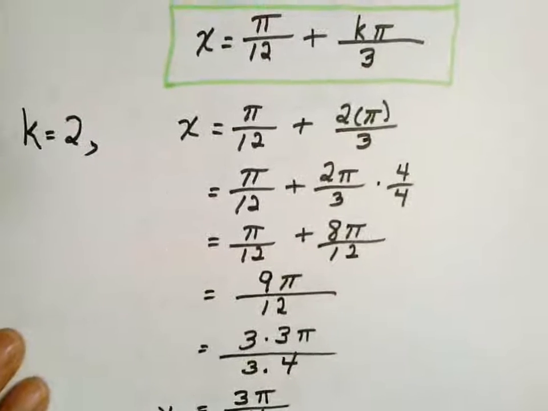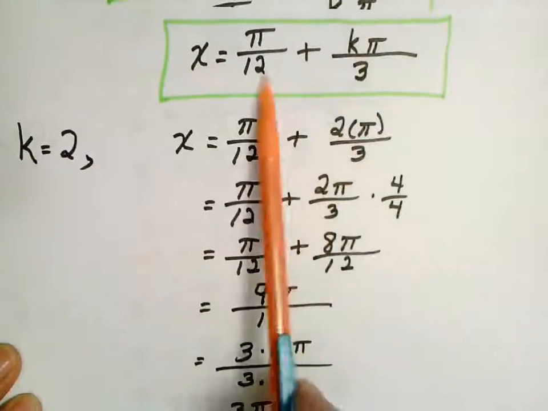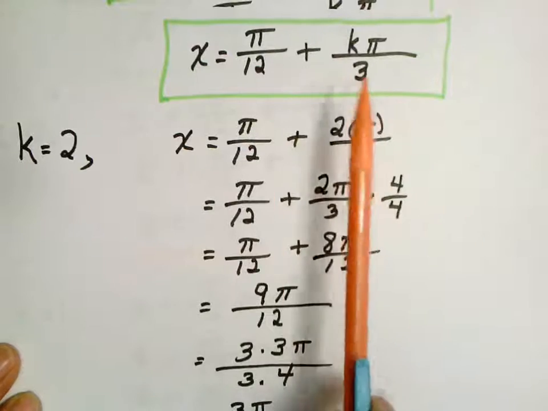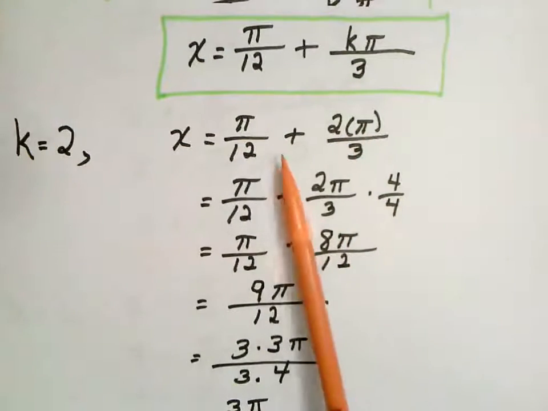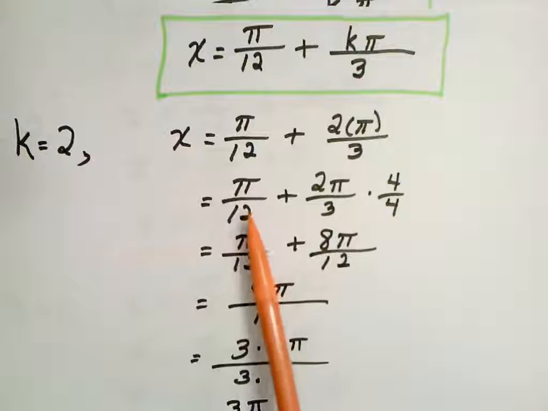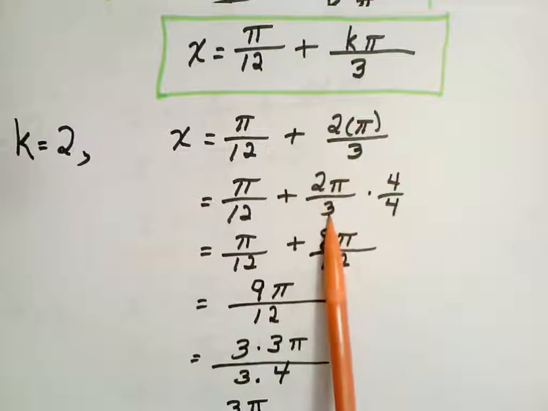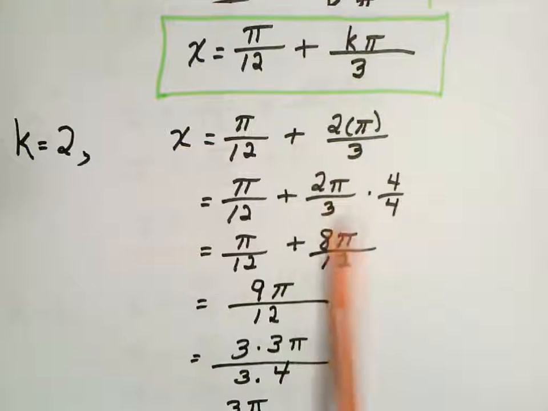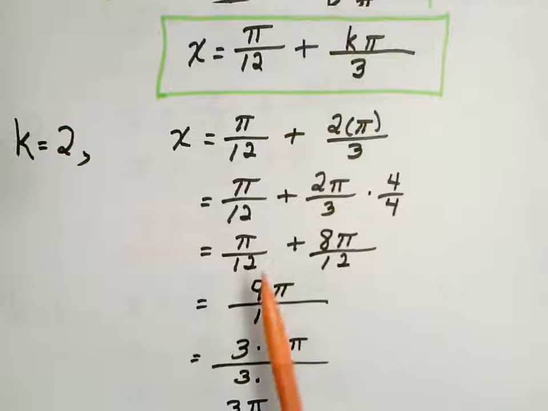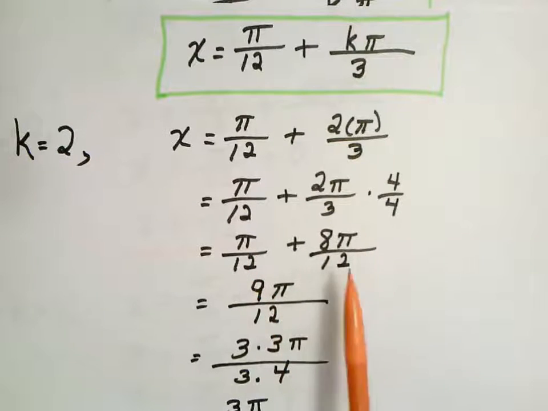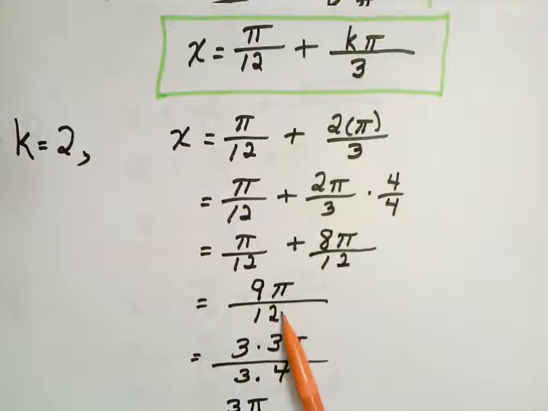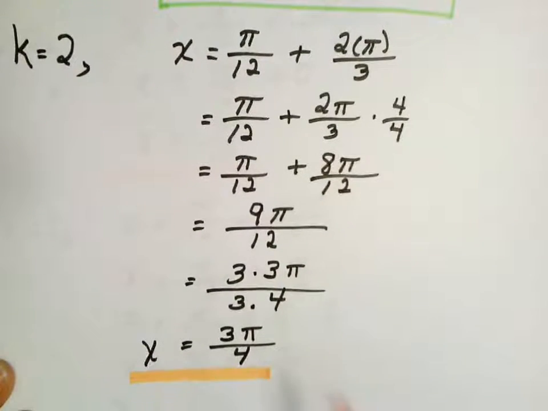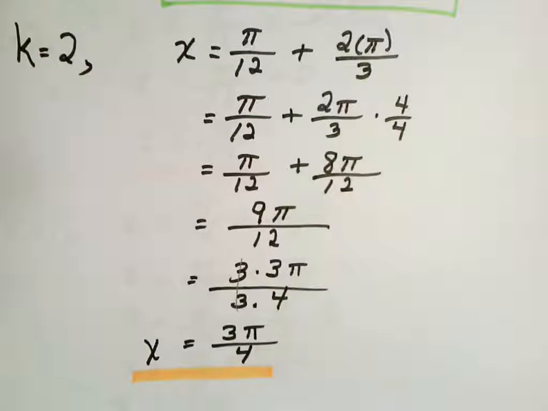Next, we're going to let the k be equal to 2. You see, we're using our same equation for all solutions here. And we're going to have pi over 12 plus 2 pi over 3. And again, we have to have like denominators. So we multiply the 2 pi over 3 by 4 over 4. And we get pi over 12 plus 8 pi over 12, which gives us 9 pi over 12. But we can reduce this. We can divide out a 3 from each one, and we're getting x equals 3 pi over 4. So this is a third solution here.